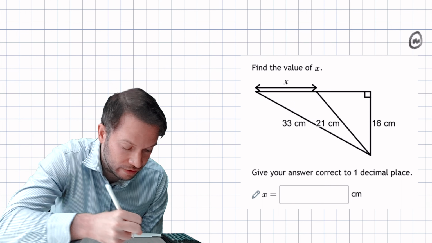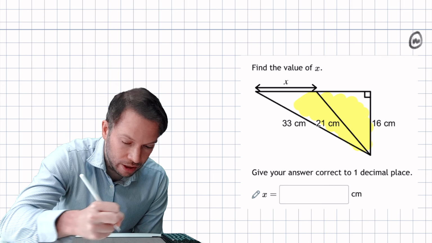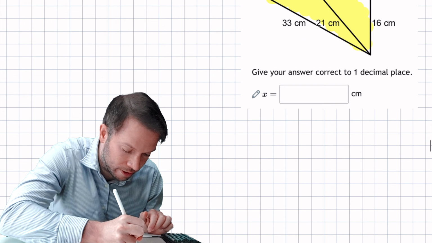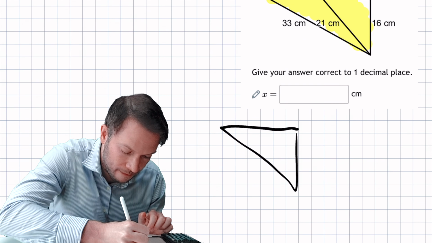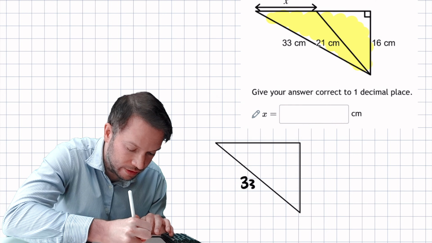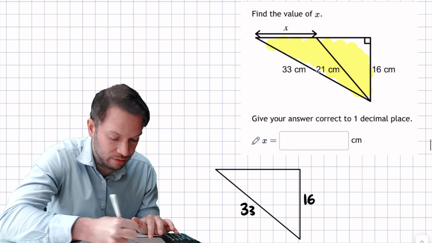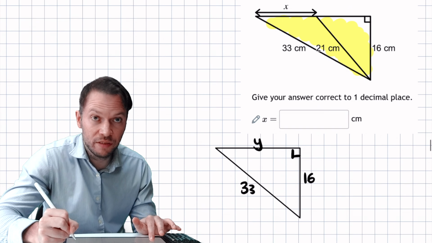Let's focus first on the big triangle, this one here. If I draw it out separately to make it clearer. So we've got, this is 33 here, this is 16, and we want to find this top length. Let's just call it y because we've already used x. And then let's use Pythagoras theorem.